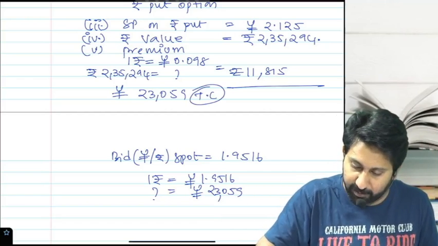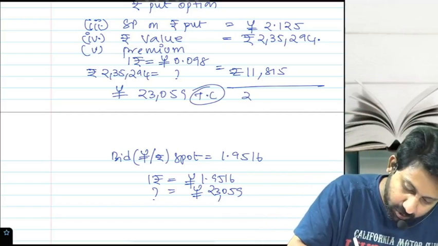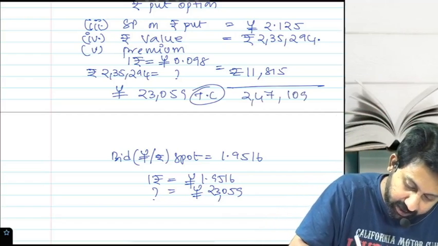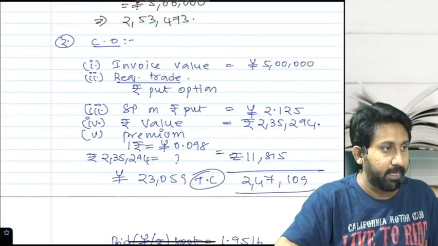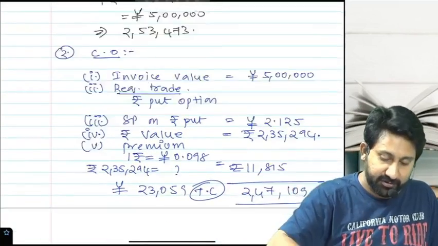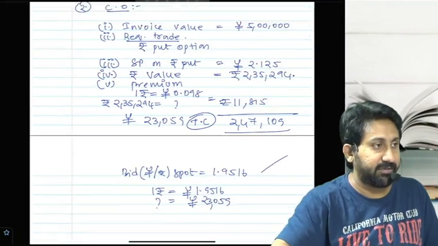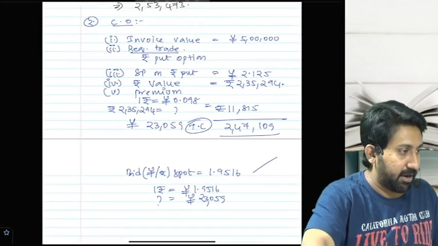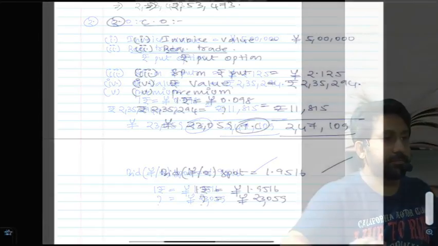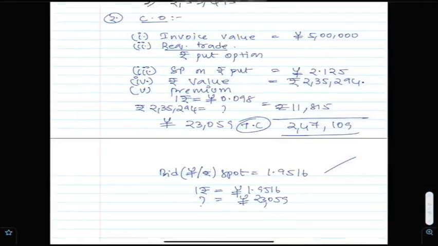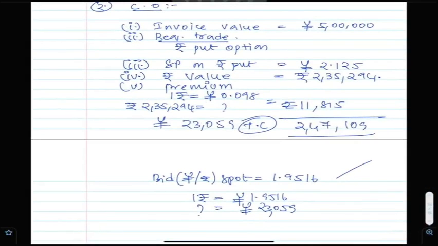So what is the total cost? 235,294 plus 11,815 is 247,109. If you go by the forward, it is 253,473. If you go by the option, it is 247,109. So options is recommended. Copy the answer. You can also check the study material answers; exactly, not even 1 rupee will be off. Perfectly, if you do the problem, you will get the exact suggested answer.